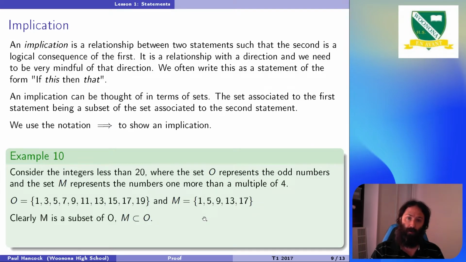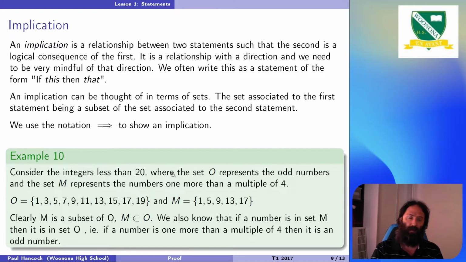Subsets are also directional. And you can see that it's a subset because everything in M occurs in O. But there are numbers in O, it's a proper subset. There's numbers in O that aren't in M. So M is actually smaller, a smaller piece of O. So it's in fact a proper subset.